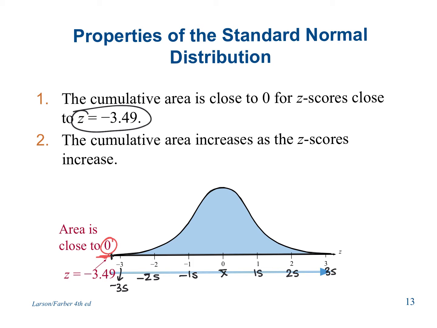Now, one other thing we can talk about here is that the cumulative area increases as the z-scores increase. So the cumulative area to the right, when you get beyond 3.5 standard deviations, right? So if we're at positive 3.5 standard deviations, a z-score of 3.5 is 3.5 standard deviations above the mean. That cumulative area would be close to 100, right?